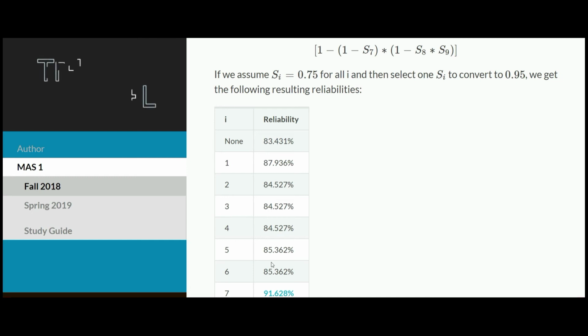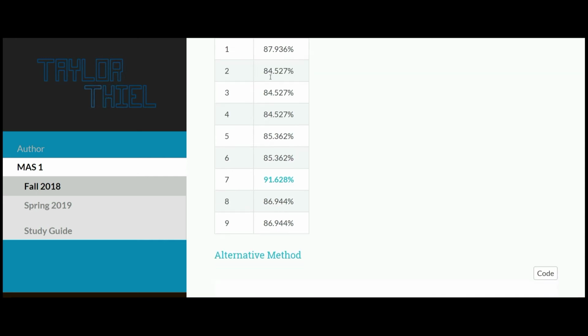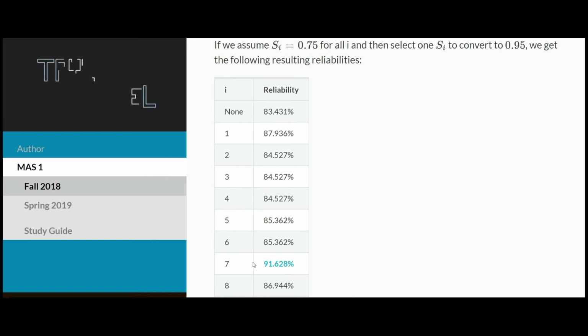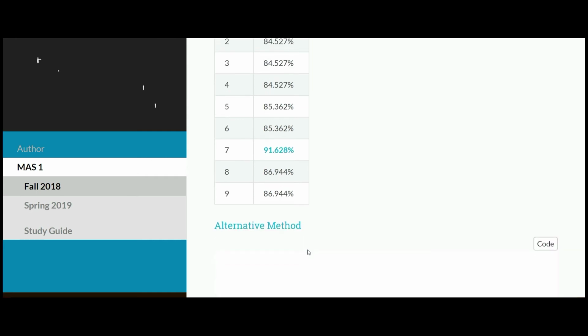So 3, 4, and 5 were in sequence with one another. The order doesn't matter since they're independent. And so this is just all the same reliability. And then when we plug all those values in, we see that 7 has the highest number of 91%. So 7 ends up being our answer. So that took us 6, 7, 8 minutes to figure out. There's actually a really quick way to reason through this problem without having to do any math.